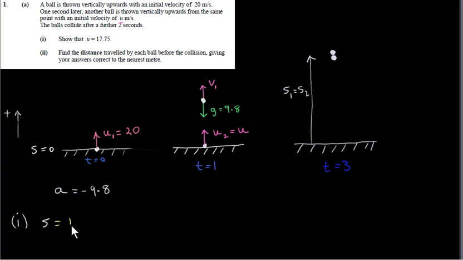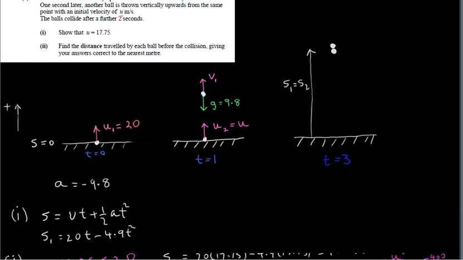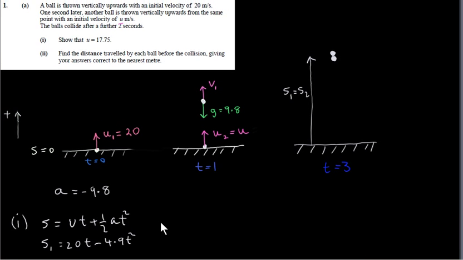So the formula we use is s equals ut plus a half at squared. So we'll be using the fact that s1 equals s2. So what is s1? s1 is the height of the first ball above the ground. It's u1, which is 20, times t, say the height s1 at any time, plus a half times a, which is minus 9.8, so we get minus 4.9 here, t squared. So this formula gives us the height above the ground of the first ball. Now what about the second ball? Well, the initial speed of the second ball is u, which we don't know.